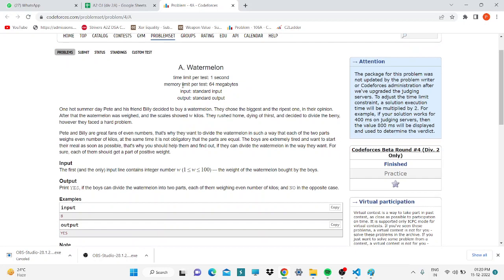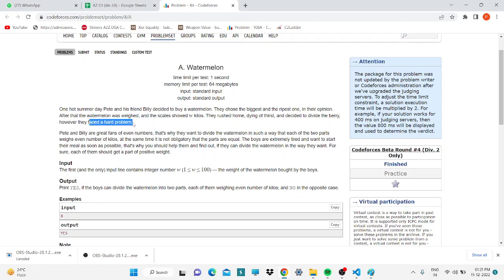This is Palak and today we are going to solve the question Watermelon, which is from Codeforces Beta Round 4. So the problem statement states that on one hot summer day, Pete and his friend Billy decide to buy a watermelon. They chose the biggest and the ripest one in their opinion. After that, the watermelon was weighed and the scales showed W kilos. They rushed home, dying of thirst, and decided to divide the berry.